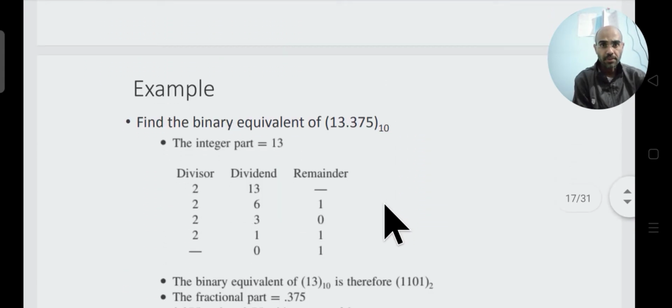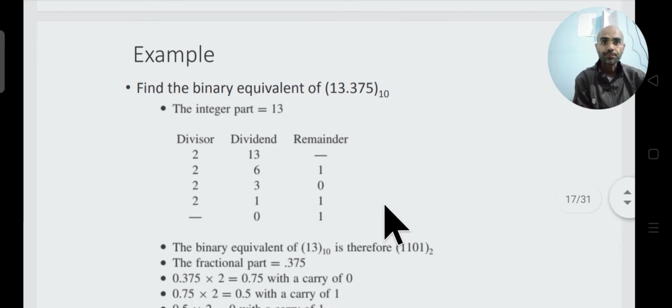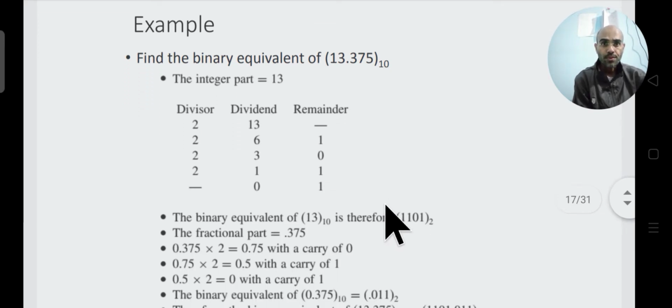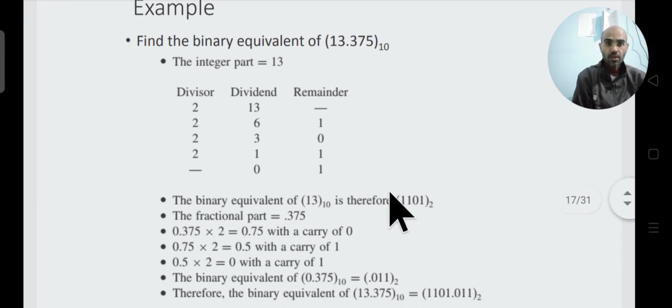So in this example, suppose we have to convert the given decimal number, which is 13.375, into the binary equivalent. How to do this conversion? To do this conversion, we will separate the integral part and the fractional part. First, we will take the integral part, which is equal to 13.